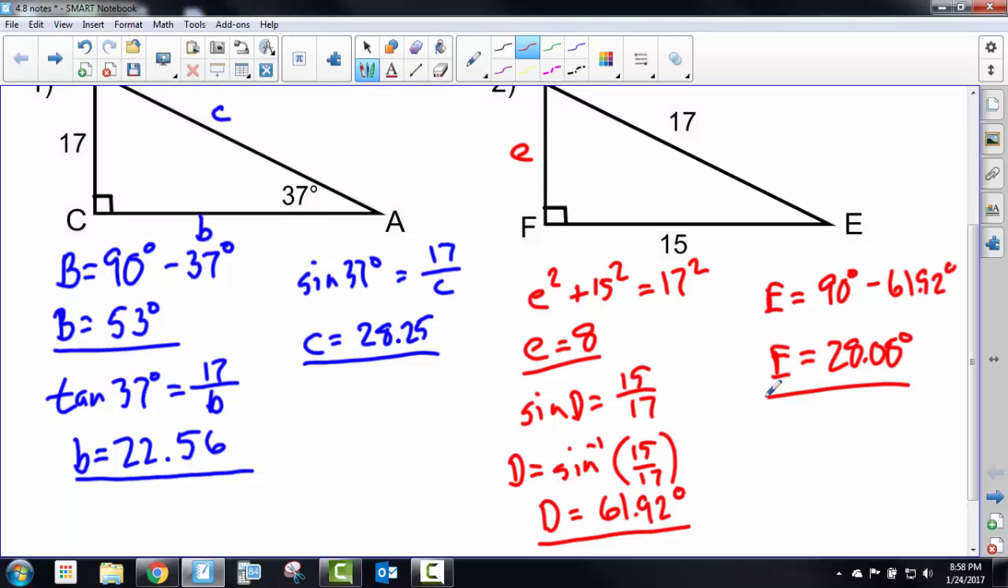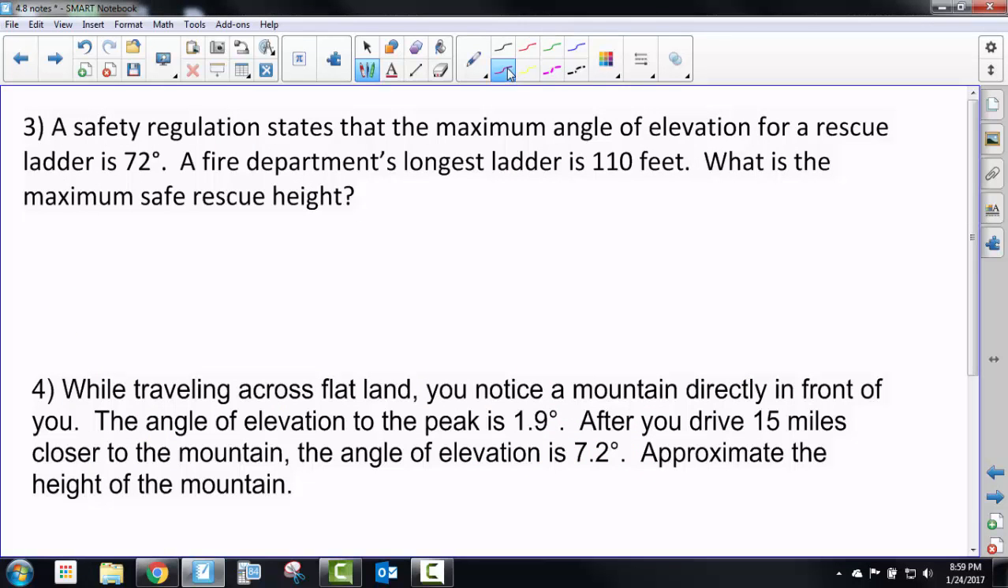Again, there are lots of ways to find the angles, especially. For the side, you're pretty much locked into Pythagorean, I would think, unless you want to do something really crazy. All right, let's get into the application problems. The next two problems, 3 and 4, we've kind of seen before, so I'm not going to spend a ton of time on these, but let's take a look at them.